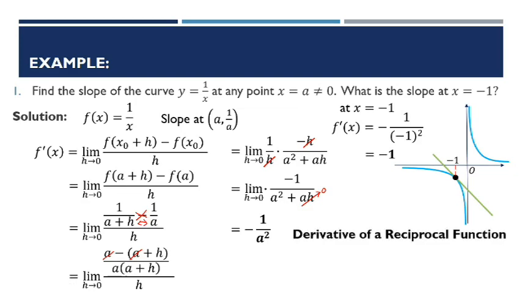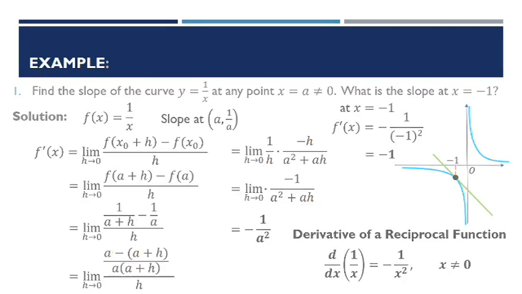So from here, you can get the derivative of a reciprocal function. So the derivative of the reciprocal function 1 over x is equal to negative 1 over x squared, where the value of x is not equal to 0, since it will become undefined. That derivative is something we will encounter when we tackle the differentiation rules.